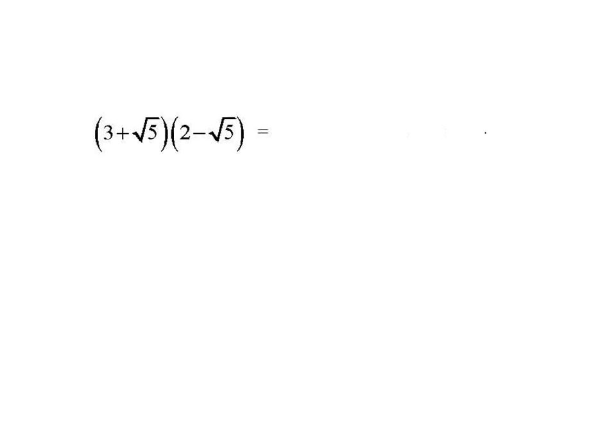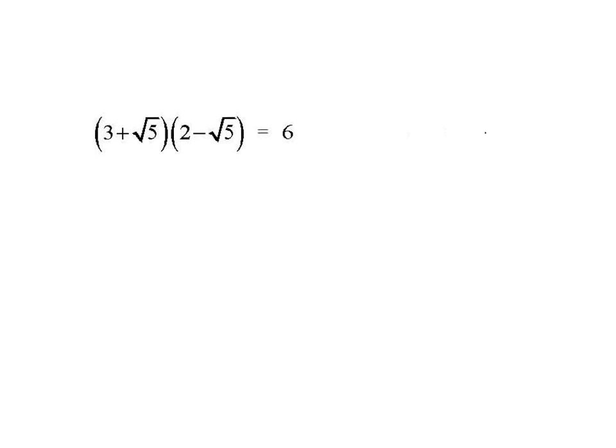Here's a bigger multiplication problem. In this case, we're multiplying a binomial times a binomial, so we could use a multiplication box. Or we could just write out the 4 pieces. Let's do that. The first piece we need is the 3 times the 2. So that gives us 6.